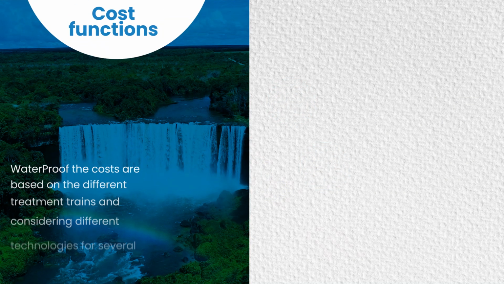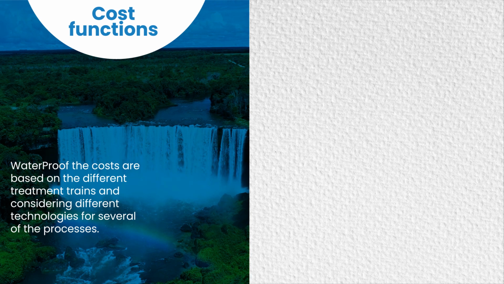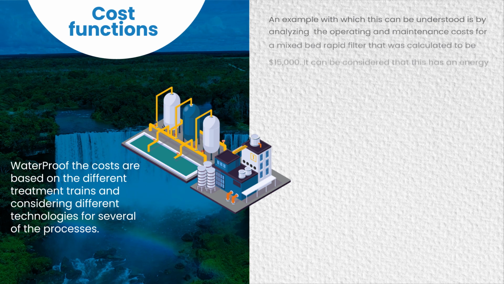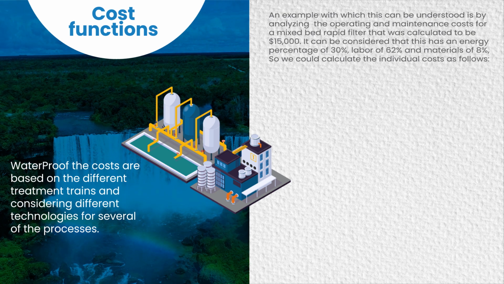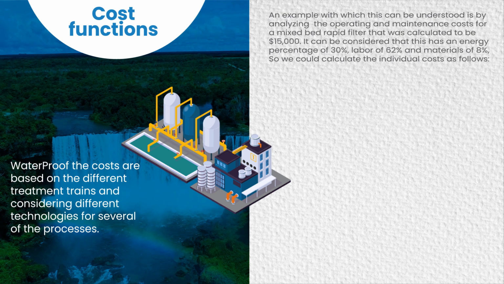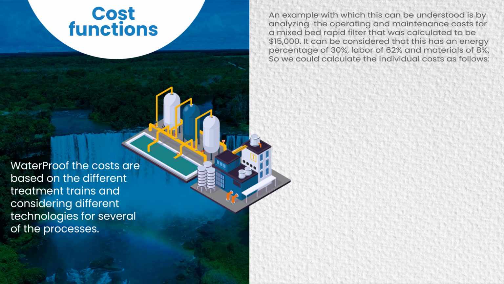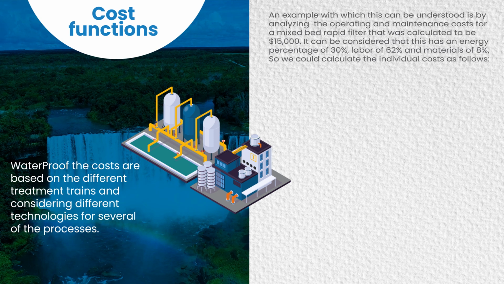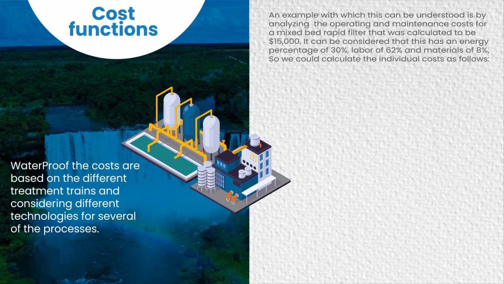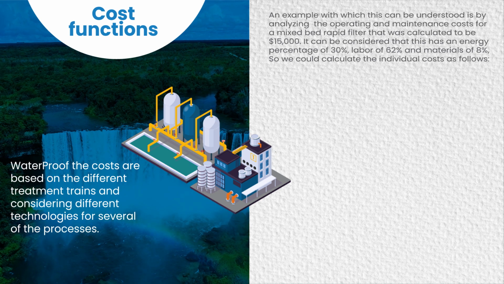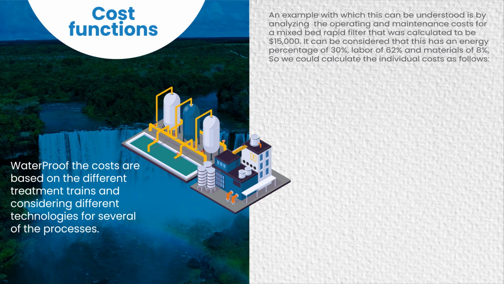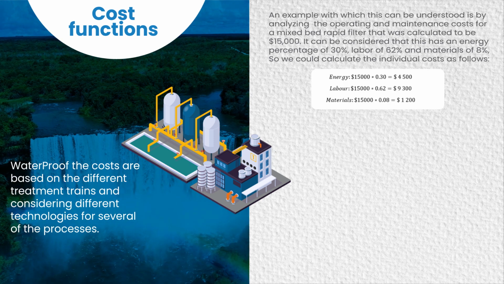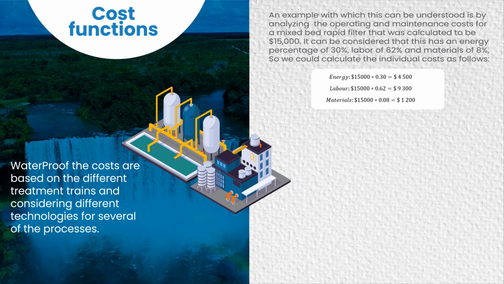So, in Waterproof the costs are based on the different treatment trains and consider different technologies for several of the processes. An example with which this can be understood is by analyzing the operating and maintenance costs for a mixed bed rapid filter that was calculated to be $15,000. It can be considered that this has an energy percentage of 30%, labor of 62%, and materials of 8%. So we could calculate the individual costs as follows.